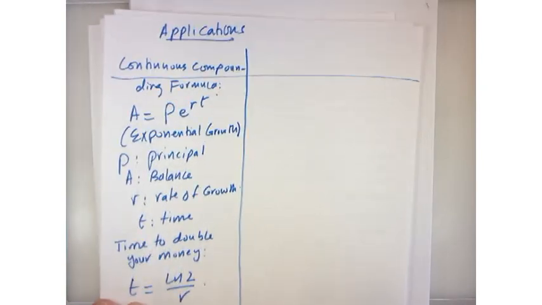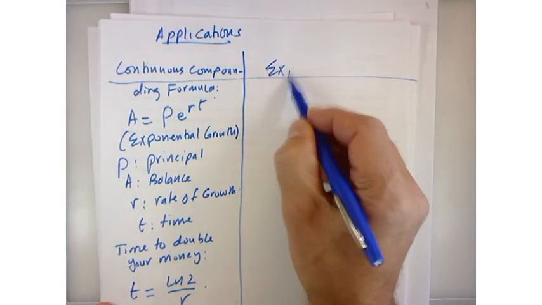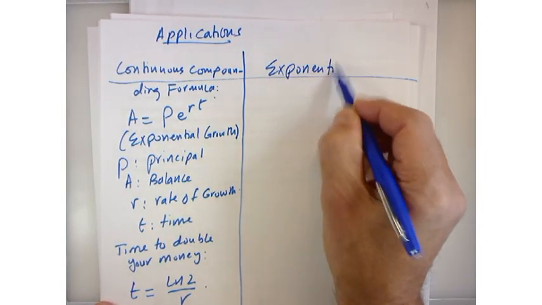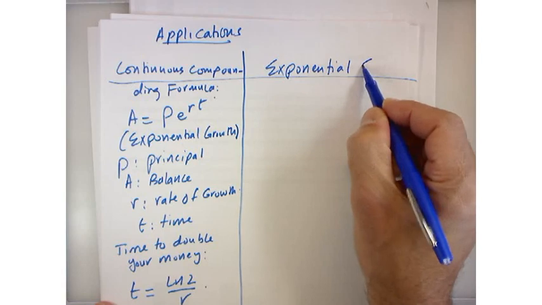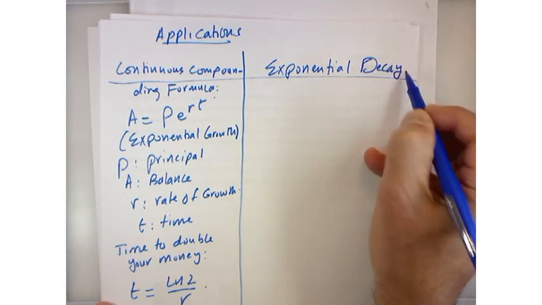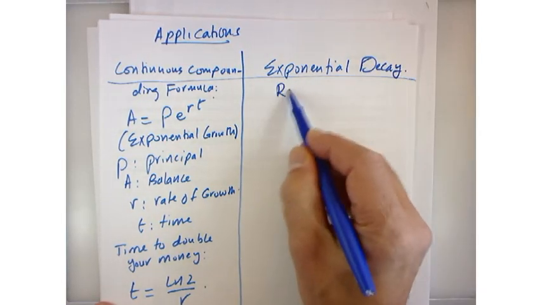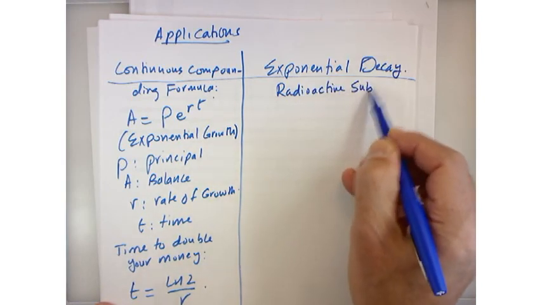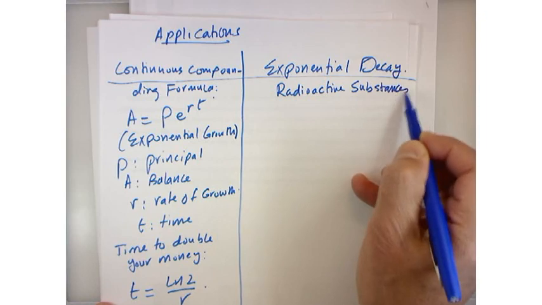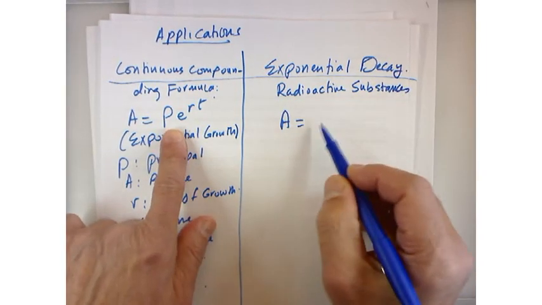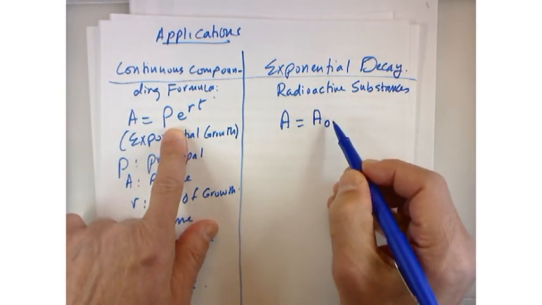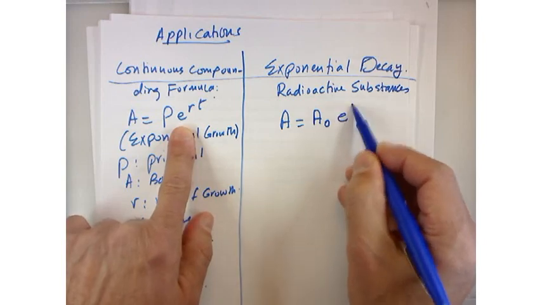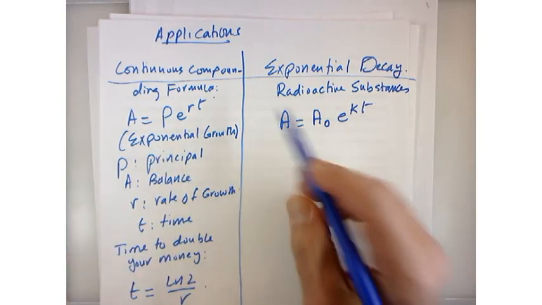Okay. Now for exponential decay, instead of growth, it's exponential decay, like radioactive substances. They decay exponentially. So we use a similar formula to Pe to the rt but different notation. A sub 0 e to the kt. K instead of R, A0 instead of P.